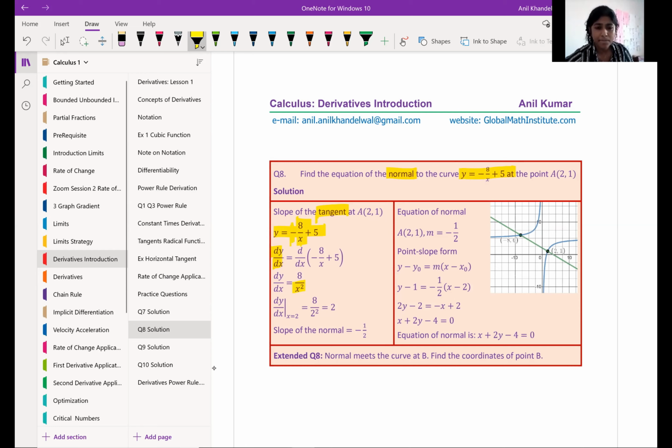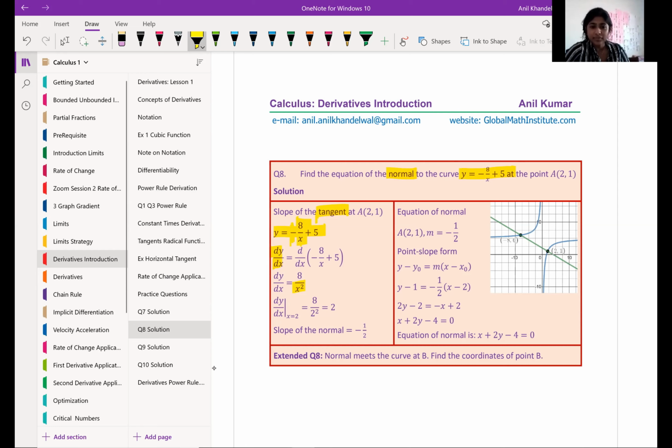Get the idea? So most of your questions in the test paper may involve reciprocal functions or radical functions, in which you may have to do this particular calculation and you'll have a negative index, and then you rearrange it. You get the idea? Yeah. So that is kind of critical.